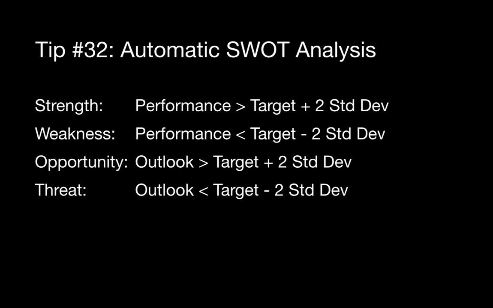At the other end of the scale, you've got your threats, and this is where you're predicting that by the end of the year your outlook is going to be far below target, because you might find already halfway through the year that the forecast, the prediction of the outlook, is more than 2 standard deviations below your target. So this is how you can do automatic analysis of your data inside of FileMaker based on the dashboard that we've already seen.